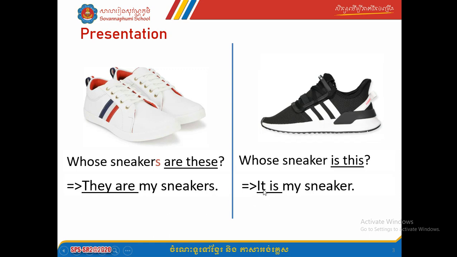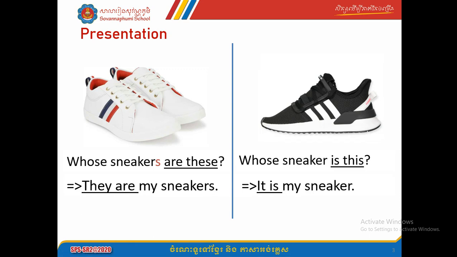And how about this one? How do you answer? Whose sneaker is this? Then you say it is my sneaker. You see, it is, not they are. When something is only one, answer it is my sneaker. You see, sneaker here has no S, but sneakers here has S.